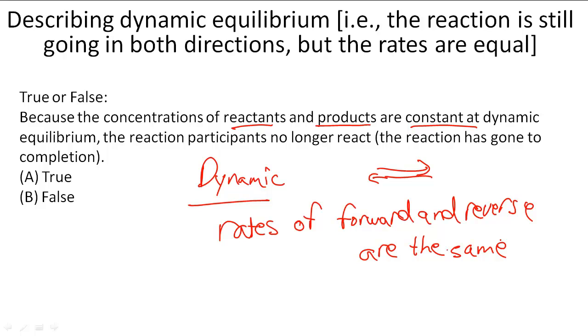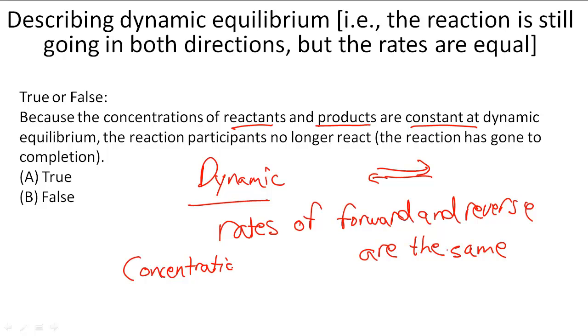So the reaction participants are still reacting, but going in the forward direction they're still reacting, but at the same rate they're also reacting in the other direction. That's what makes it dynamic. Things are moving and still creating new reactants and then new products, and back and forth.